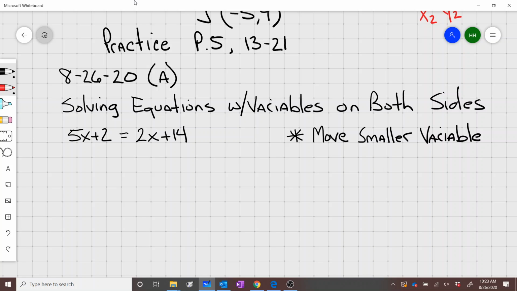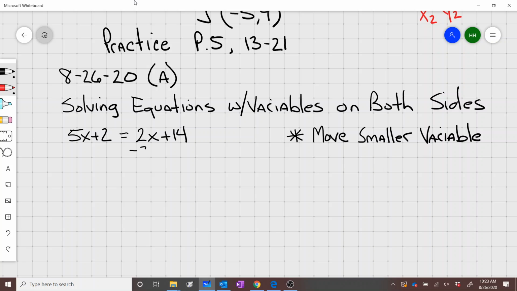And I like to move the smaller variable, because if you move the smaller variable, a lot of times it will eliminate a negative in front of the variable. It will also answer the question, I don't know which variable to move first. Well, if you give yourself a rule, like always move the smaller one first, it eliminates thinking. And the less you have to think, the easier things are. So if you just always move the smaller variable, the 2x is smaller than the 5x.